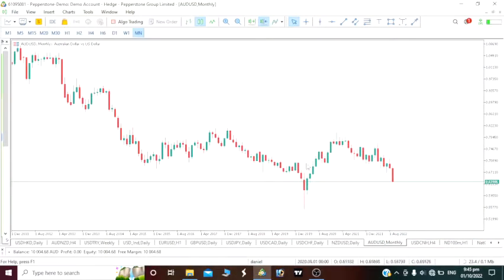So guys, what we have here is AUD USD. We would want to see the price movement for this week.